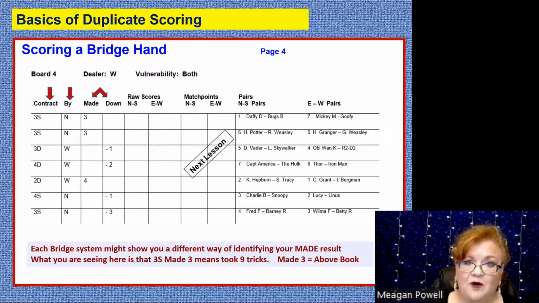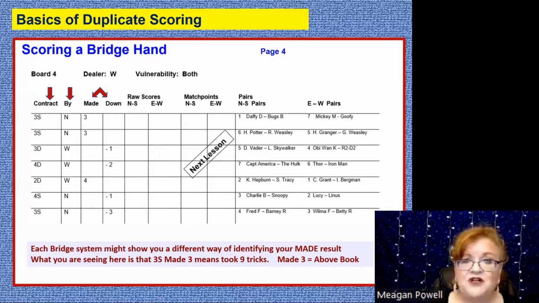And your pair number is either north-south or east-west. It depends what your seat is. And then it is the number of the very first table at which you start to play. So if you're north-south at table number 1, you're north-south 1.